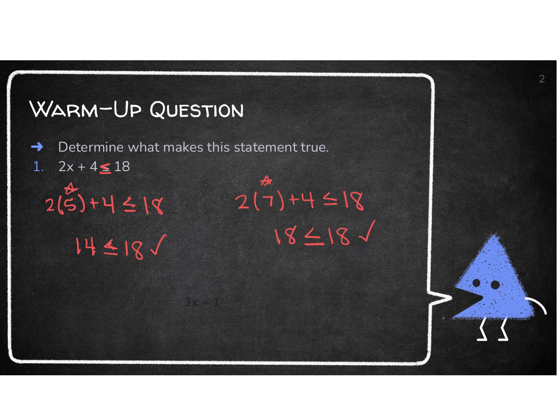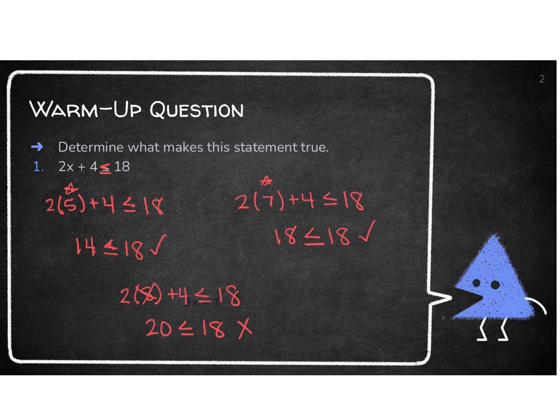Now let's check 8. Let's see what happens if we plug 8 in. 2 times 8 plus 4, let's see if that's less than or equal to 18. 2 times 8 is 16, plus 4 is 20. That is not less than or equal to 18, so that one does not work. So 8 does not work.